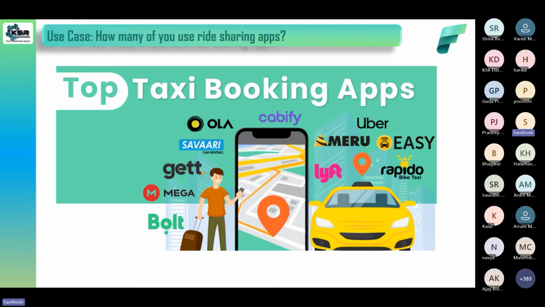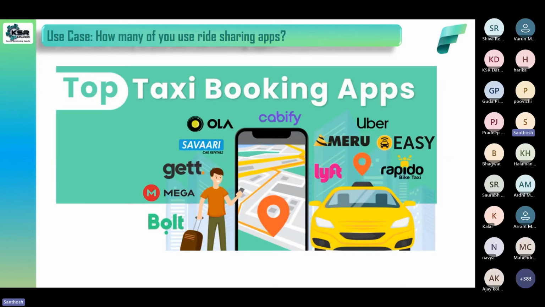You want to go somewhere, you just open your app and give your destination, and it takes your current location. A booking happens, and immediately you get a notification and messages with all the details, and you start the ride, right?